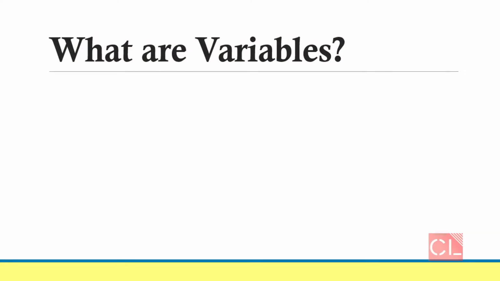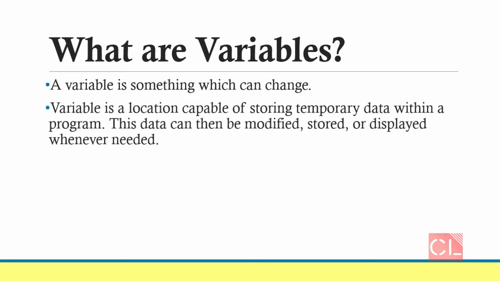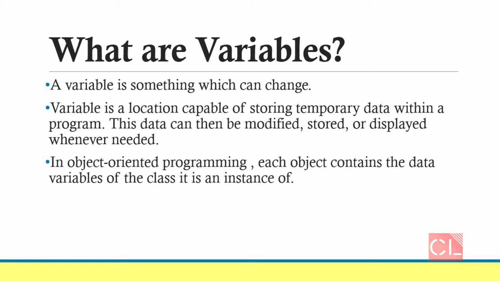What are variables? A variable is something which can change. A variable is a location capable of storing temporary data within a program. This data can then be modified, stored, or displayed whenever needed. In object-oriented programming, each object contains the data variables of the class it is an instance of.